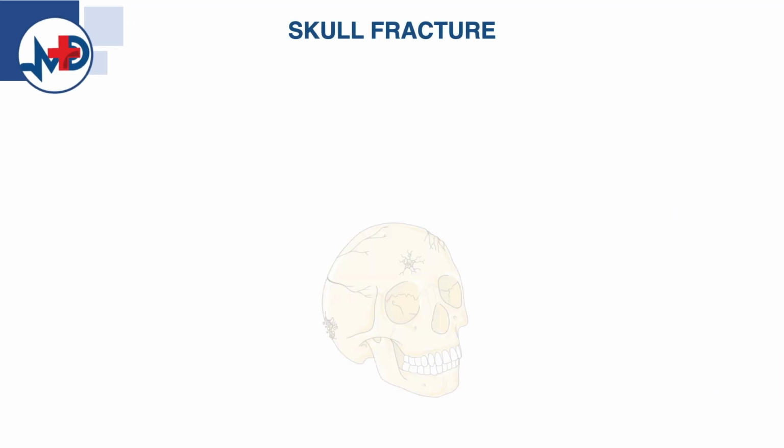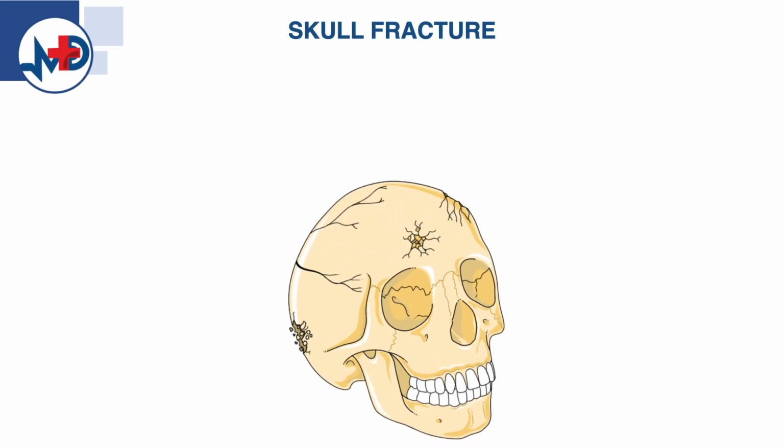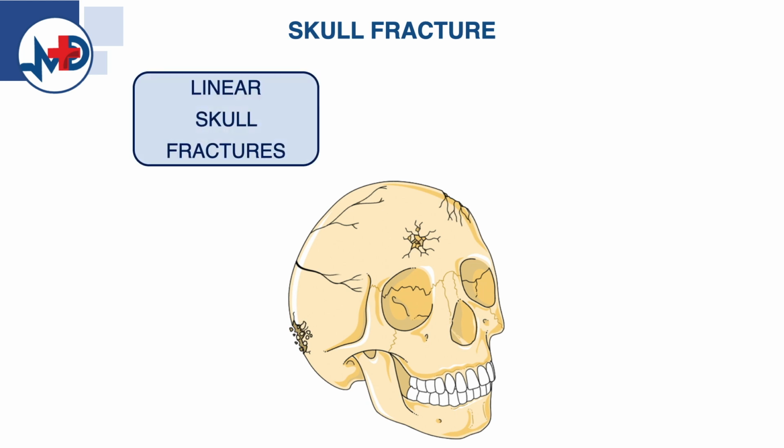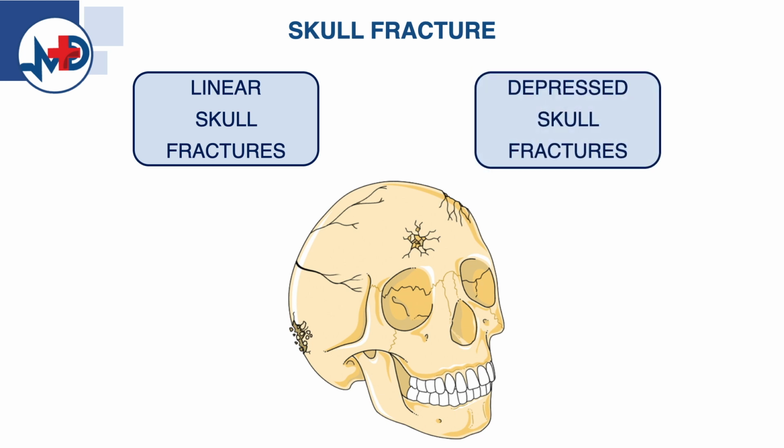Next is skull fracture. A skull fracture is a break in the skull bone. There are 4 major types of skull fractures. This includes linear skull fractures. In a linear skull fracture, there is a break in the bone, but it does not move the bone. Next, we've got depressed skull fractures. In this fracture, part of the skull is actually sunken in from the trauma.